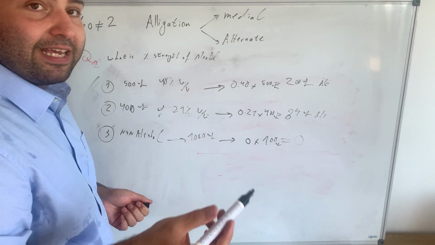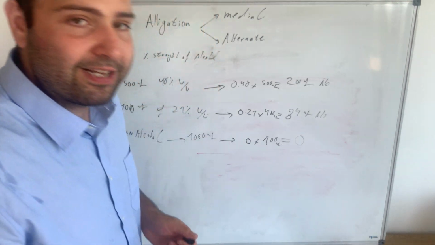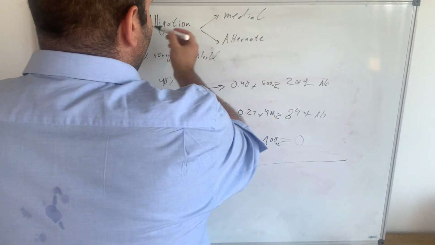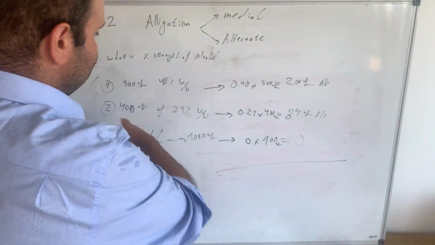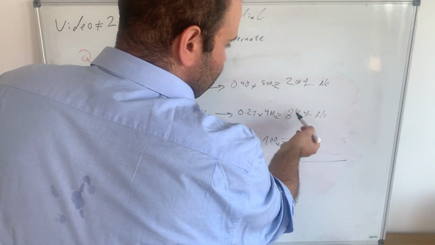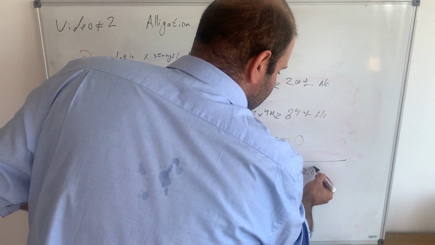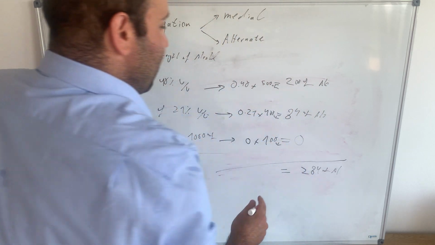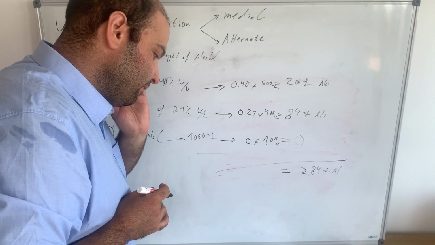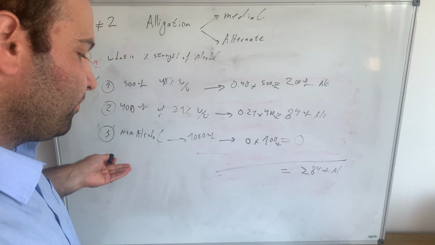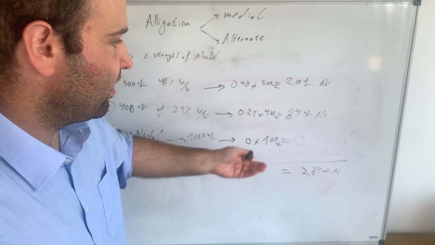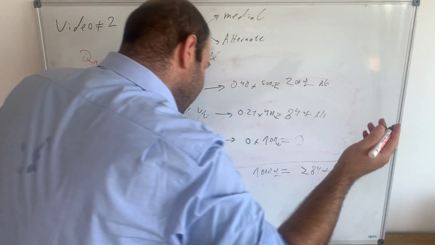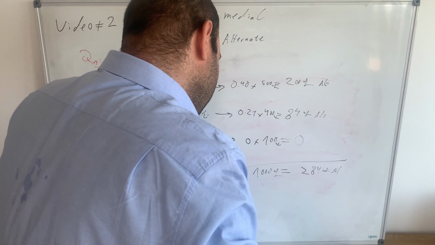So again, alligation medial, we want to calculate the final strength of the product. So again, we have to sum them up. How many milliliter of alcohol is in this preparation? 200 plus 84 plus 0 is 284 milliliter alcohol. Okay? And what is the final volume of the preparation? The final volume is 500 plus 400 plus 100 is 1000 milliliter.